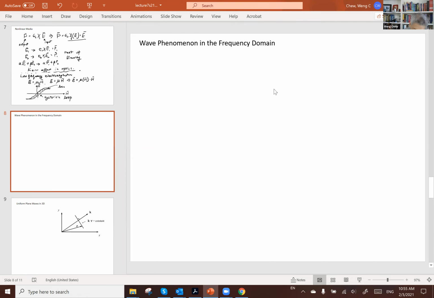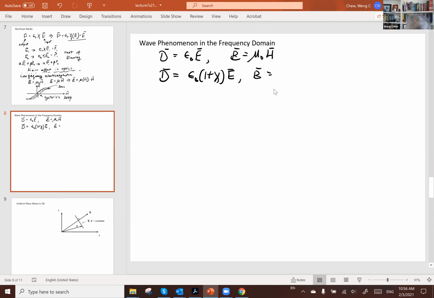Let me do this. So in the previous study, we have studied a vacuum where D is epsilon naught E. And we also have assumed that B is mu naught H. So that was an easy case to study. But now if we have material media, D would be more like epsilon naught times (1 plus chi) E. And maybe the same thing will happen for B. It might be mu naught times (1 plus chi m).